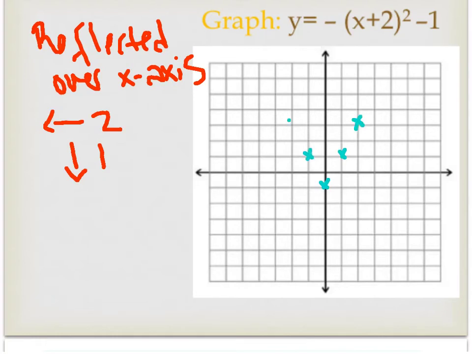Okay, so our parent function points here need to be reflected over the x-axis, which, remember, means you're treating the x-axis like it's a mirror. And so this guy here is 2 away, so it goes 2 away the other way. This one's 2 away, goes 2 away the other way. This one is 0 away, so it stays there. This one's 4 away, so it goes 4 away this way. 4 away this way. So let's go ahead and do that.